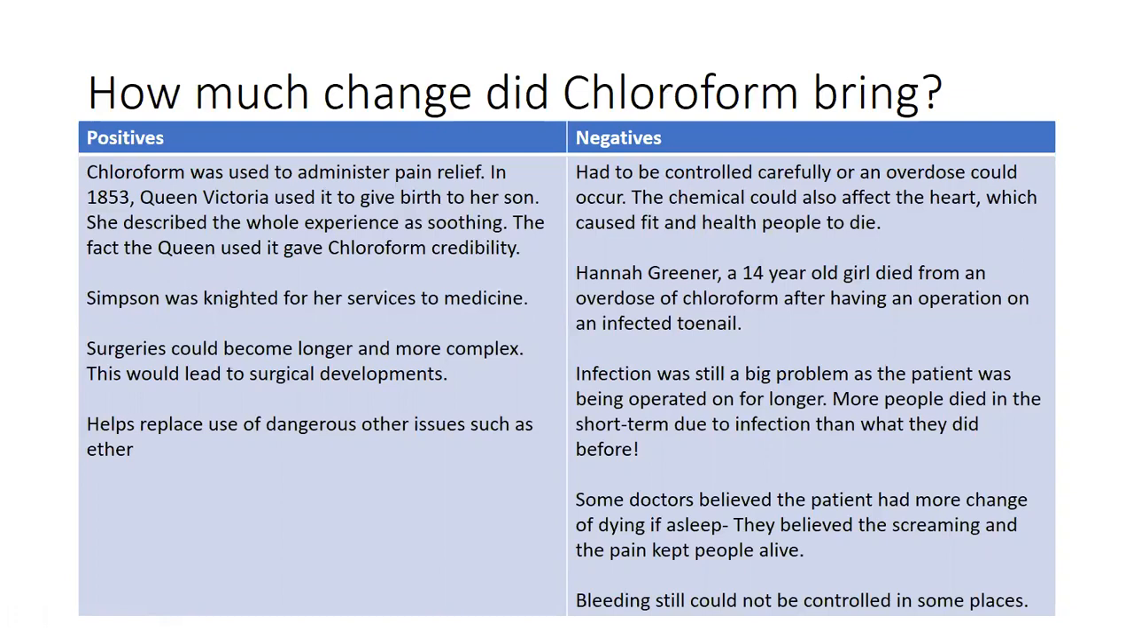The positives of chloroform. Chloroform was used as an effective way to administer pain relief. And the turning point for chloroform came in 1853 when Queen Victoria used it to give birth to her son. She described afterwards the whole process as being quite soothing and calming, and the fact that the Queen came out with such a positive review of chloroform gave chloroform instant credibility.